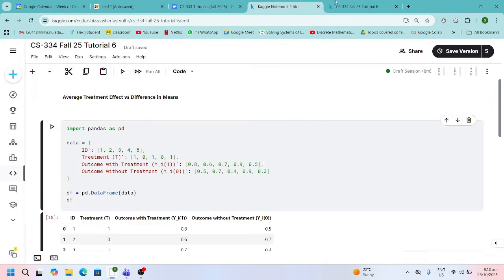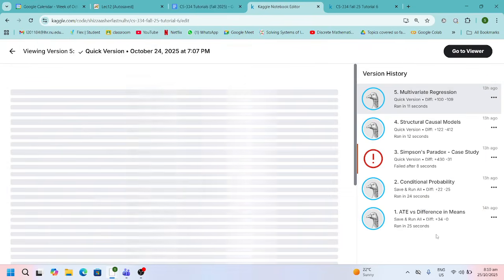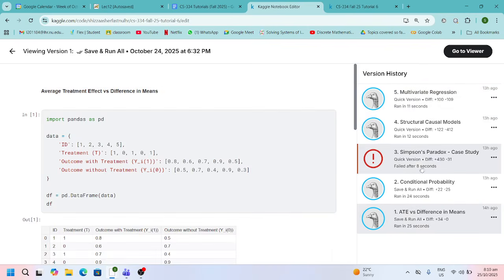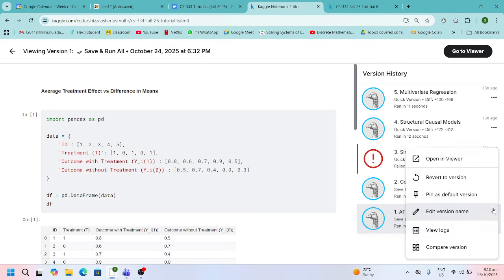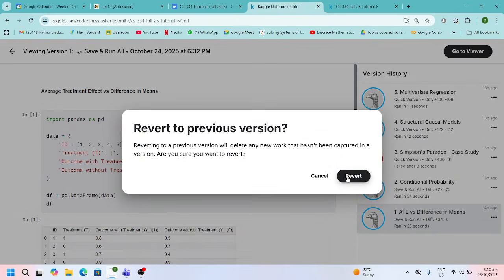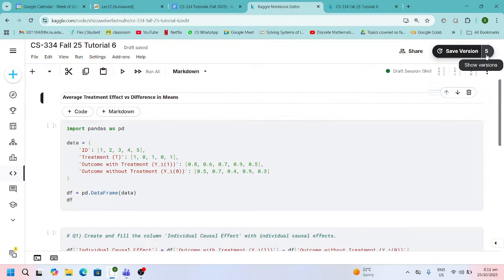You should know that there are 5 versions of this notebook available. The Simpson's paradox version will crash, however, but if you download this notebook and run it, it should work perfectly fine. If you revert to it and run it, it should still work perfectly fine. So I will try and push one that doesn't crash over here as well. With that, let's get started.